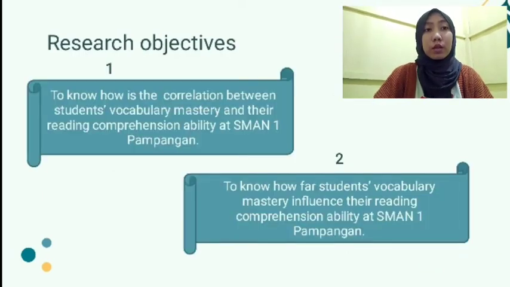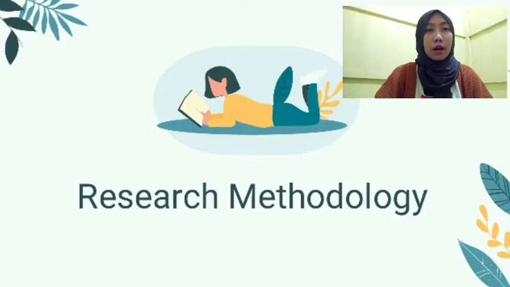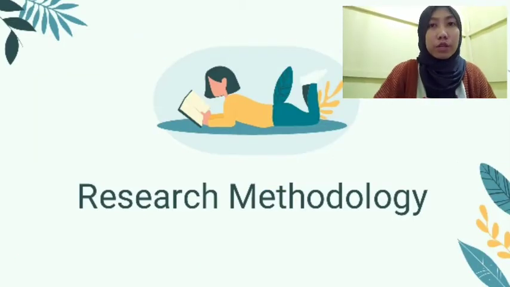According to the research problem, there are also 2 research objectives. The first research objective is to know how is the correlation between students' vocabulary mastery and their reading comprehension ability at SMA N1 Pampangan. And the second objective is to know how far students' vocabulary mastery influences their reading comprehension ability at SMA N1 Pampangan. So for the next part is my research methodology.